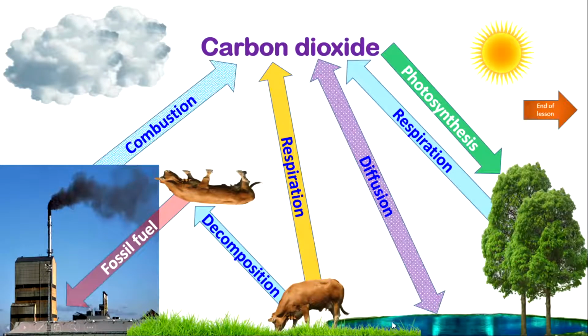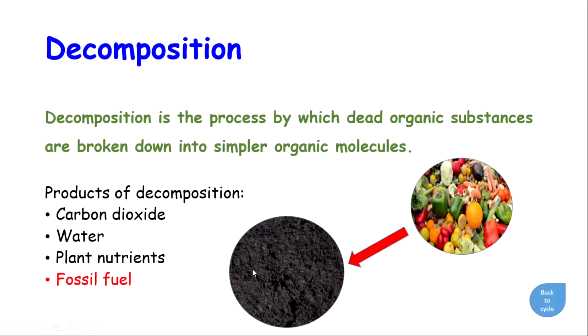And another process here, let's look at decomposition, folks. Now, decomposition is done by decomposers, which we also referred to in another lesson. So you could check on those previous lessons about decomposition and decomposers. Decomposition is a process by which dead organic substances are broken down into simpler organic molecules. And again, folks, this process is done by bacteria, which we call decomposers.